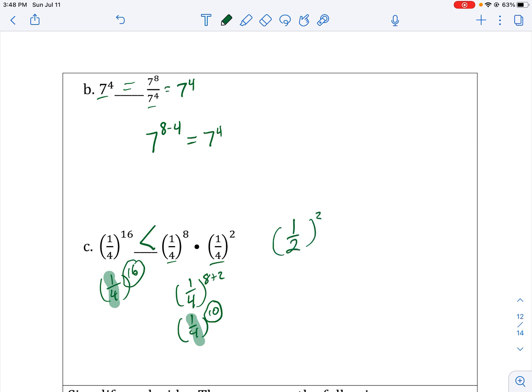1/2 squared equals 1/4. 1/2 times 1/2 is 1/4. 1/2 to the 3rd, which 3 is bigger than 2, is 1/2 times 1/2 times 1/2 equals 1/8. Which one is bigger? 1/4 or 1/8? The answer there would be 1/4. Therefore, the smaller exponent is actually a bigger number when it comes to fractions.